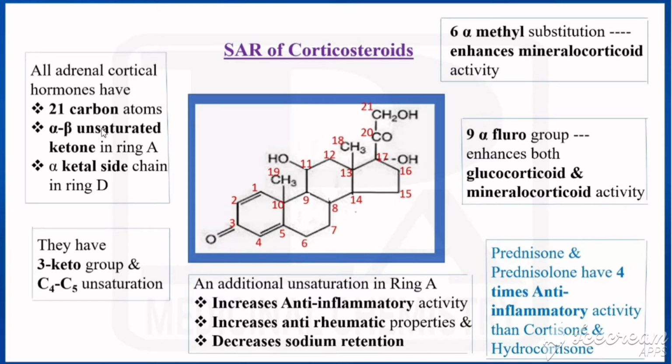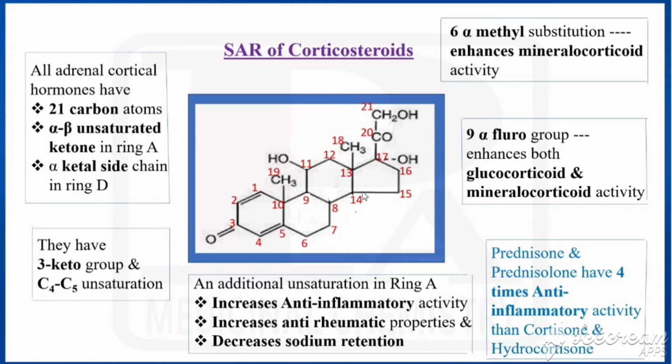Then alpha beta unsaturated ketone in ring A. So this is a ketone, and according to that ketone, this position is called alpha and this one is called beta. So the bond is between alpha beta. So unsaturation is between alpha beta. That's why it is called alpha beta unsaturated ketone. So ring A is having alpha beta unsaturated ketone.